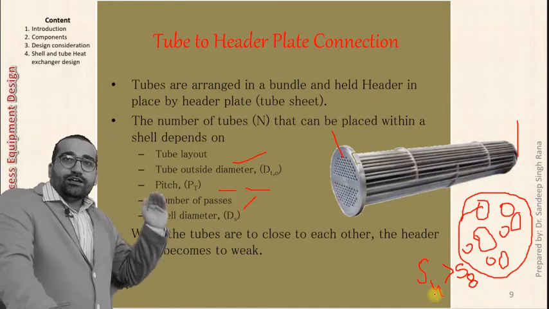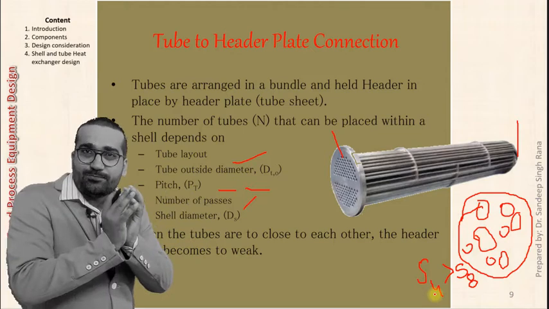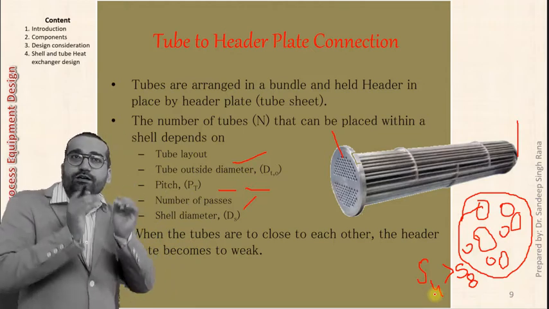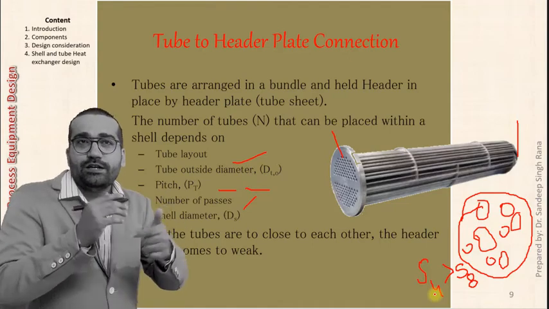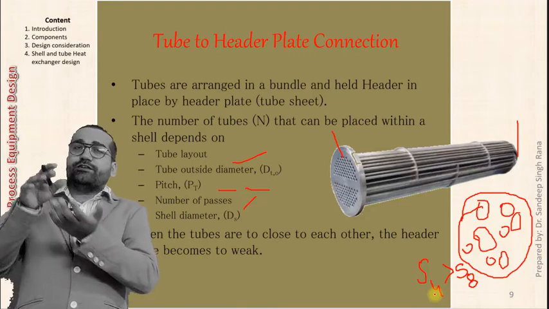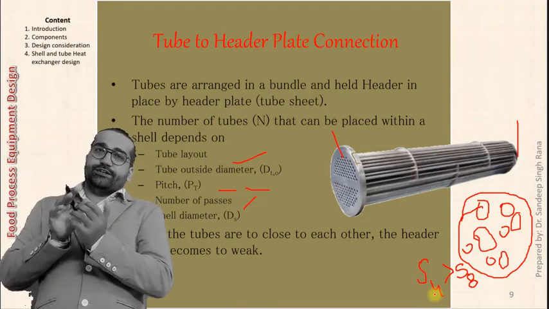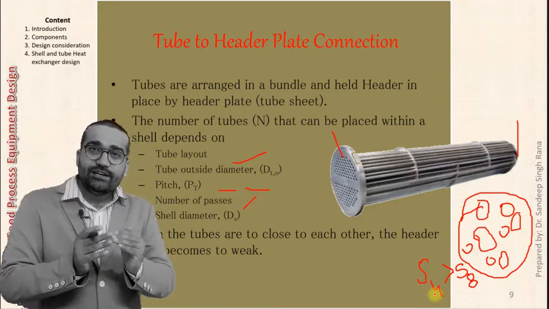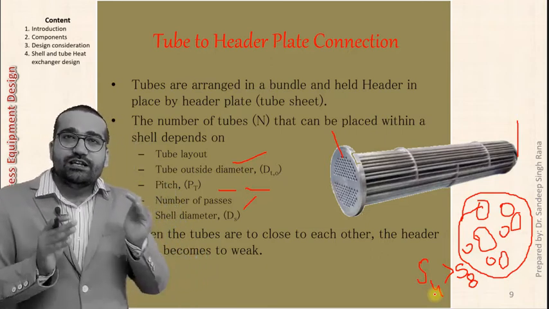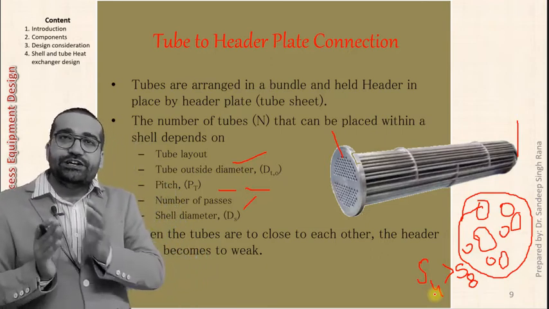That is why when we make closer spacing of tubes, we accommodate more tubes and it becomes difficult for the head plate or the end plate to hold it. That's why again we have to consider this when we are designing the shell and tube type heat exchanger.